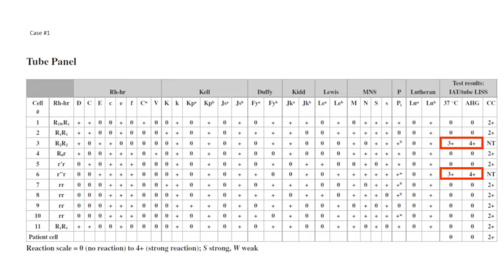So when we look at the autocontrol, that is negative. Right. So when we look at the autocontrol, what we're doing here is we're taking the patient's plasma and reacting it with the patient's cells. And what this can tell us is if the patient has a possible autoantibody, or if it's a recently transfused patient.